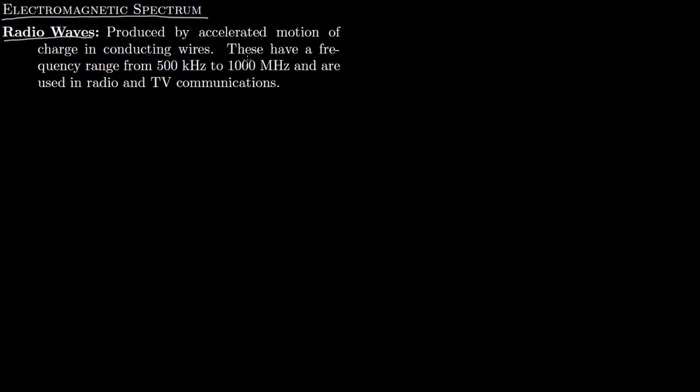So these radio waves are very important. They are used in communication in TV and radio. These are produced by accelerated motion of charge in conducting wires. So you take the charge and you pass them in conducting wires with a fast motion and you get radio waves. Now these have a frequency from 500 kilohertz to 1000 megahertz, and as I said before, they are used in radio and TV communications.